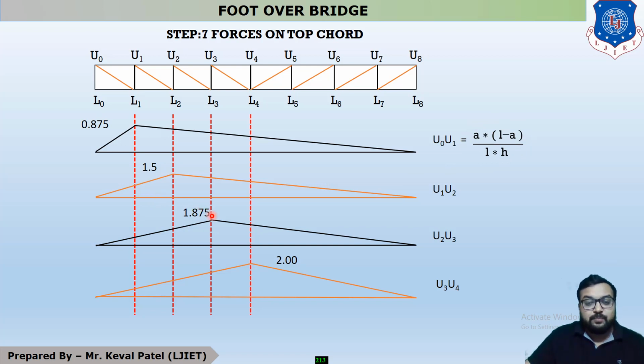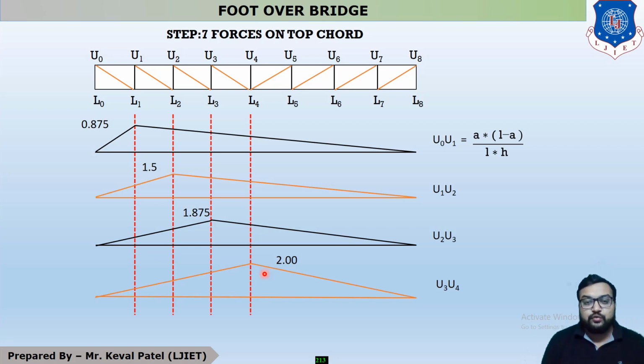For the third member, U2 U3, your maximum force on the top chord member is at the point L3, and for the fourth member it is at L4. So students, after putting all these values, you will get the answers 0.875, 1.5, 1.875 and 2 respectively. Now this is just your influence line diagram. Now we have to find out the forces.